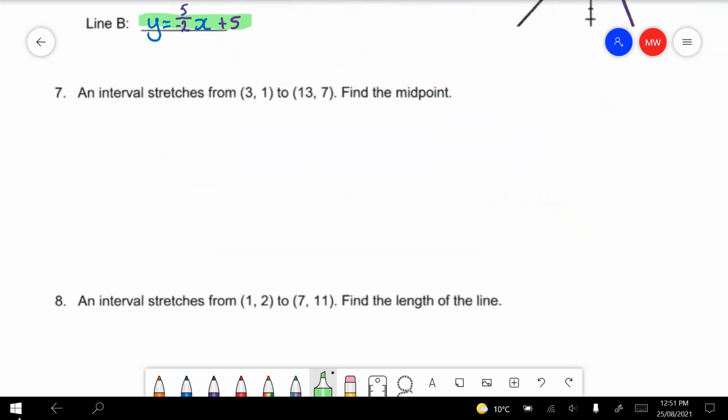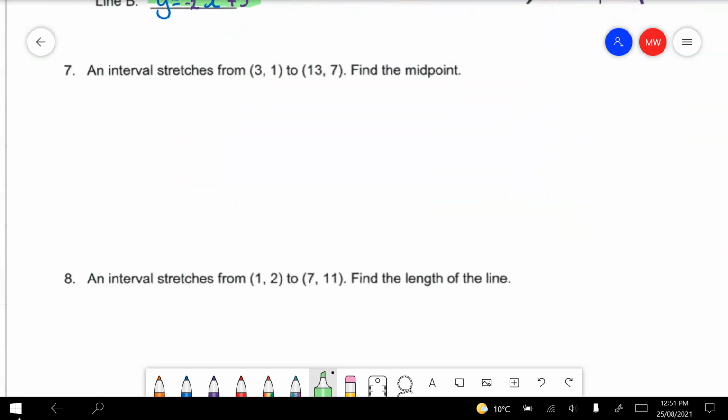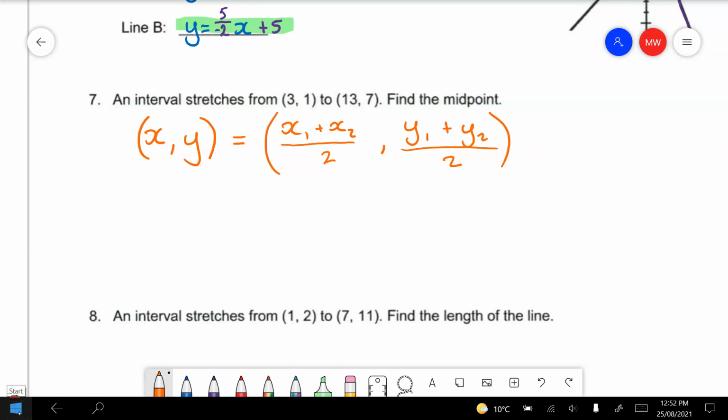Alrighty, midpoint. This is called the midpoint formula, and it's a bit of a weird looking formula, but what you're trying to do is find an xy coordinate. You're doing that by taking the average of the two x coordinates and the average of the two y coordinates. And I might be able to better explain that if I do a very quick rough drawing of this.